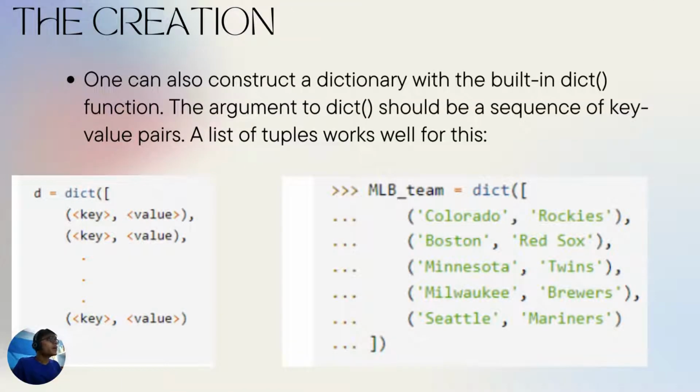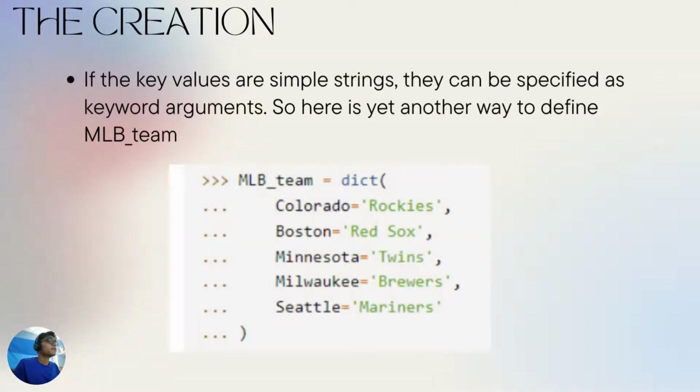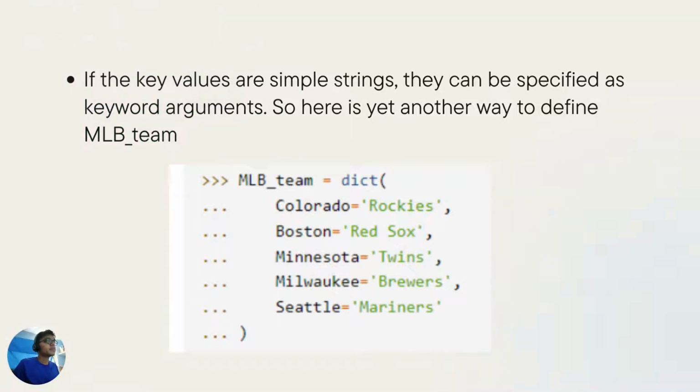Let's move on. One can also construct a dictionary with the built-in dict function. The argument to dict should be a sequence of key value pairs. A list of tuples works well for this, as you can see. If the key values are simple strings, they can be specified as keyword arguments. So here is another way to define MLB team, that is our dictionary.